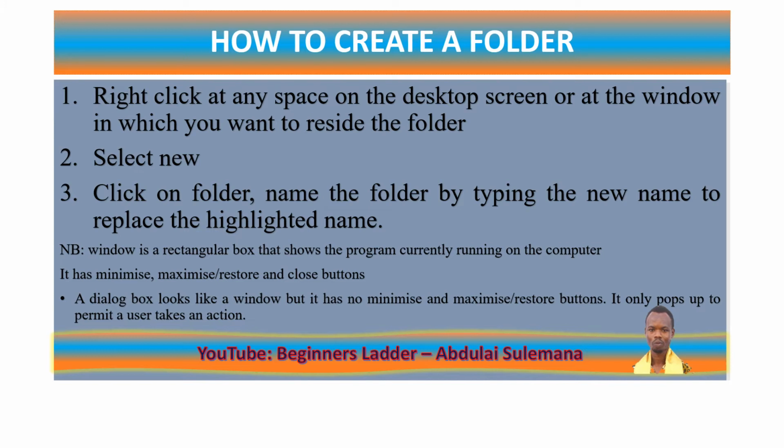Note, a window is a rectangular box that shows the program currently running on the computer. It has features like minimize button, maximize or restore button, and close button. And those buttons are found at the right top corner of that particular file we are working with.